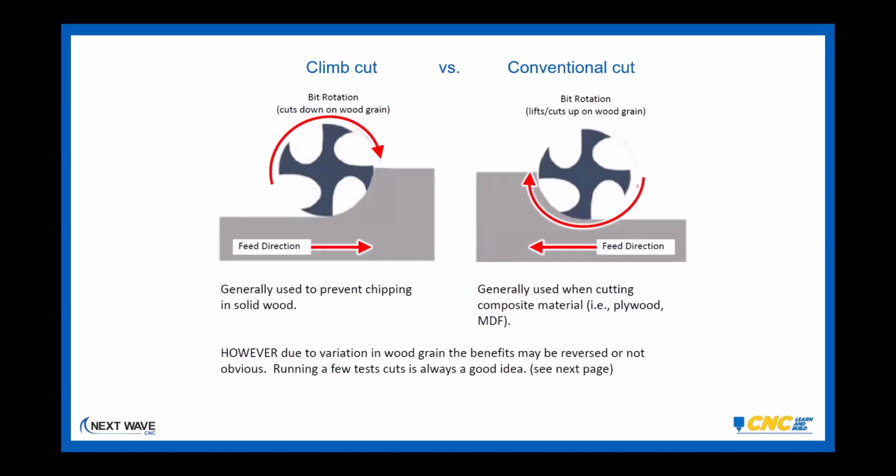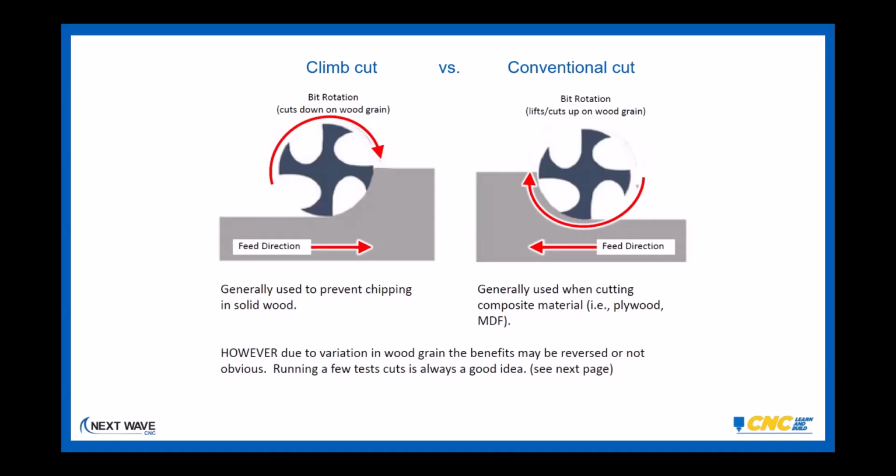Yeah, the feed direction arrows, I believe, are going the wrong way here. I will correct that before I send that out to you. The idea, let's start with the conventional cut. The idea of the conventional cut is you're actually pushing your work towards the cutter, and so it's taking chunks out.